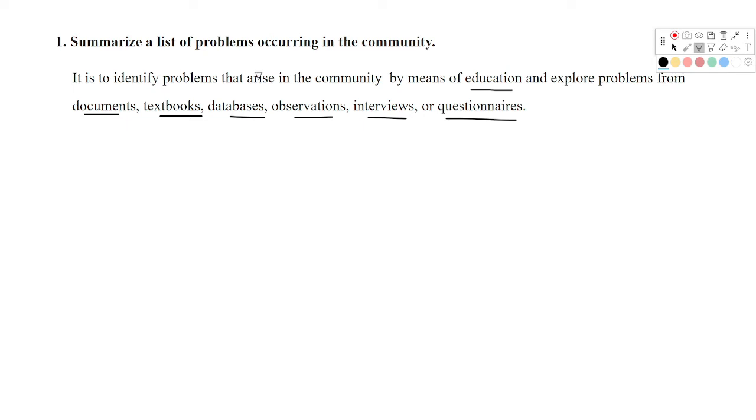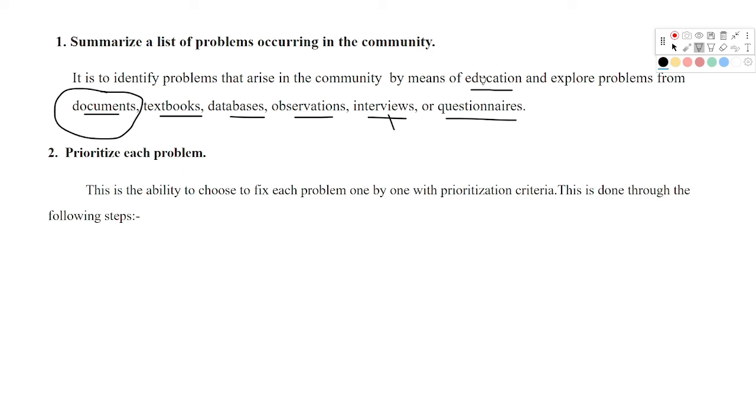Explore problems from documents. Look at documents that are related to that community or that area. Then also the textbooks that talk about the place, databases, observation. You can also do interviews with the people living in that area, or also questionnaires with the people living in that area. So that is to summarize a list. So first get the list of the problems.